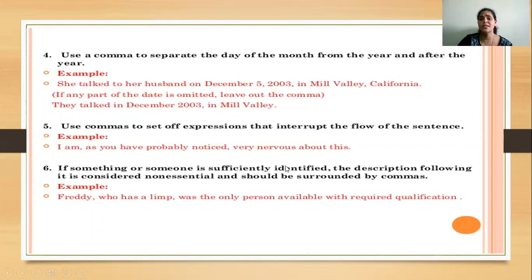If something or someone is sufficiently identified, the description that follows is set off. So in such cases also, if you're identifying a particular person, you need to put a comma. For example, Frederick, who has a limb, was the only person available for the required qualification. So Frederick, who has a limb. You're particularly noticing a person who has a limb. He is the only person with the required qualification. For such cases also we use commas.